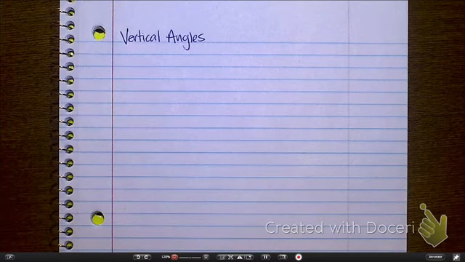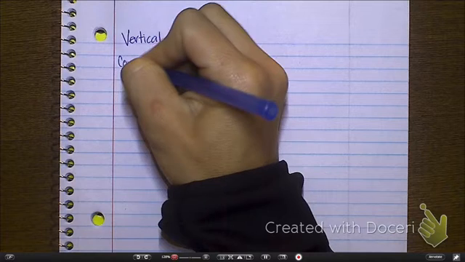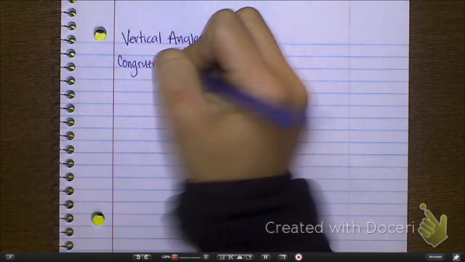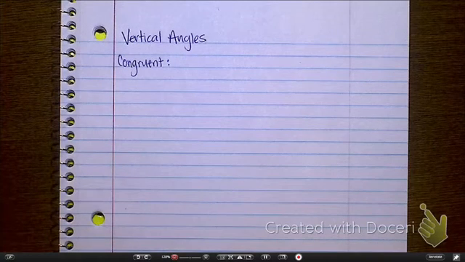Before we talk about what a vertical angle is, what I want to review with you is one key word, and that key word is congruent. Can you guys say that word? Congruent. What does congruent mean? What do you guys know about that word? I hear a lot of people saying the same, I'm hearing equal.